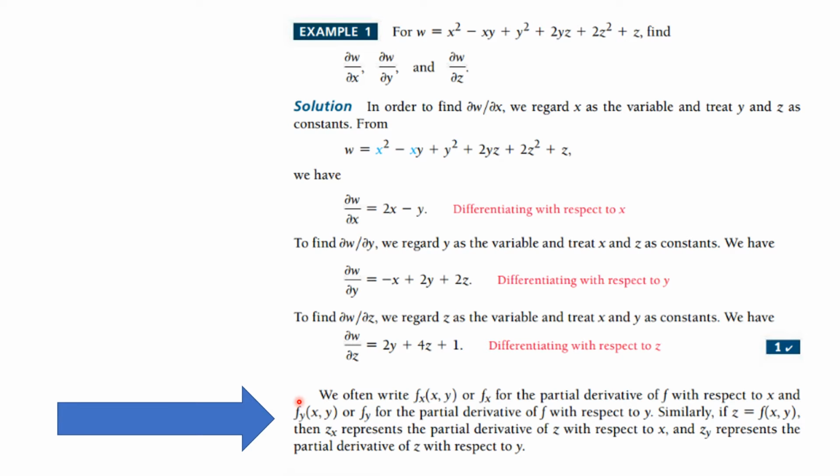Now, we often, instead of using this curly notation, have other notations as well. That's what happens in math. So if we write f sub x of xy, or fx, that's the partial of f with respect to x. And similarly, this is the partial with respect to y, and this would be the partial of z with respect to x, would be z sub x, and then z sub y. And so you see that's additional notation, and often that is used, and you should familiarize yourself with that notation.